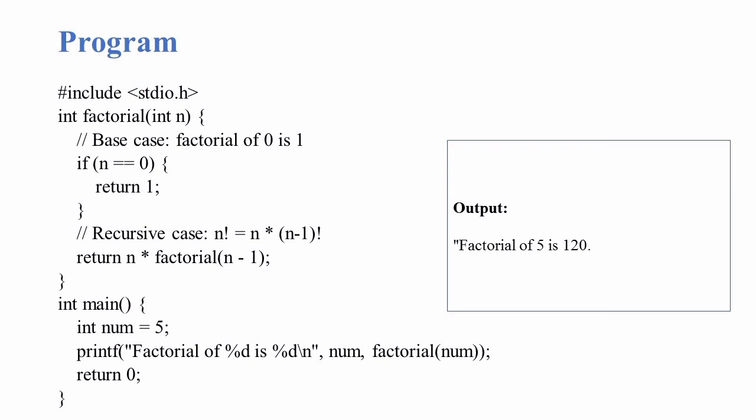%d is a format specifier for integers. The first %d is replaced with the value of num. The second %d is replaced with the value of factorial of num. Next, \n is a new line character which adds a line break after the output. Then finally, return 0. This line ends the main function and returns 0, indicating successful program execution. The output of the program would be: factorial of 5 is 120.